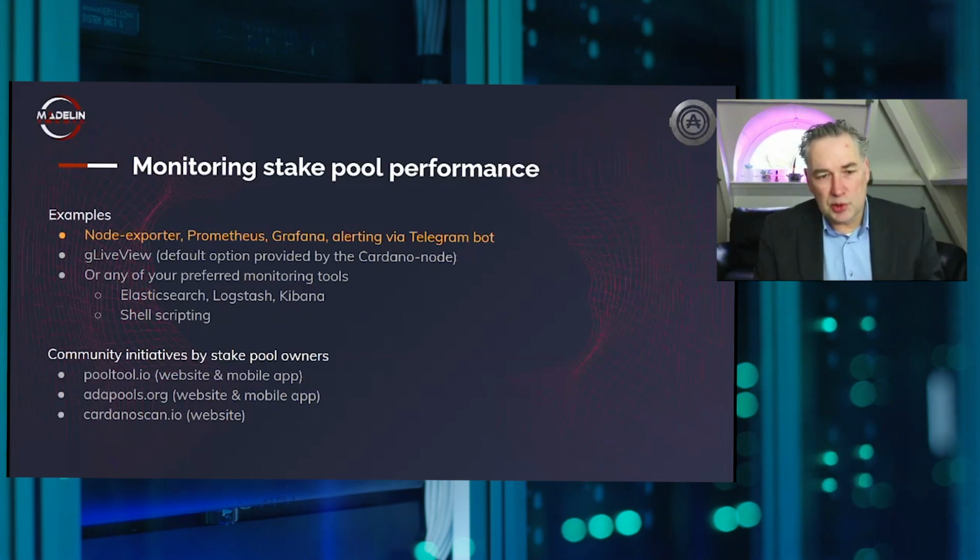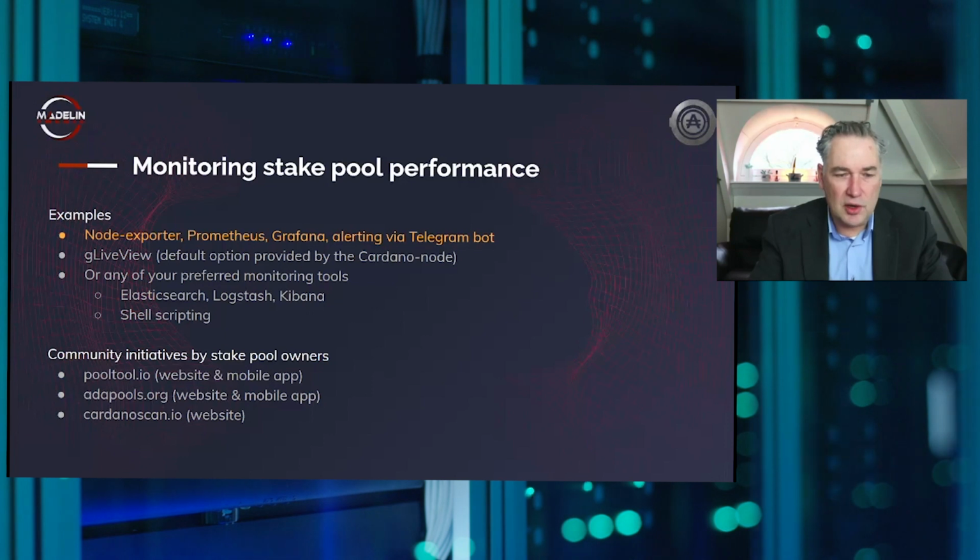Well, to have a stake pool set up, it's not enough, of course, because you have to maintain the whole thing. And for this, we have monitoring. There are several monitoring tools in place. You can choose your own monitoring, like I did, for example, on the basis of Node Exporter, Prometheus and Grafana. And you can alert on the basis of that.